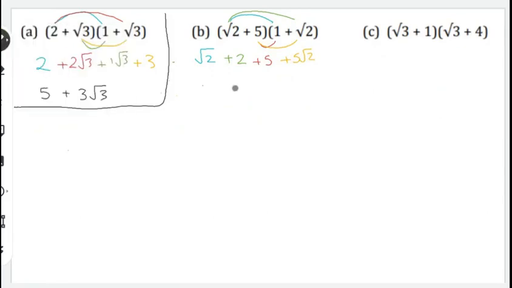And then the simplification. Would you do 7 add these? 6 square root of 2. Perfect. 2 plus 5 gives you 7. And then the square root of 2 and 5 times the square root of 2 is 6 times the square root of 2. So there we go.